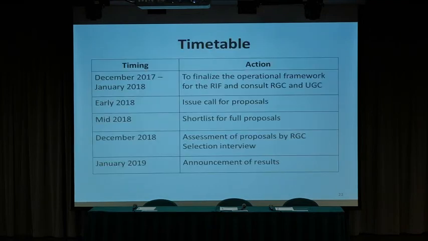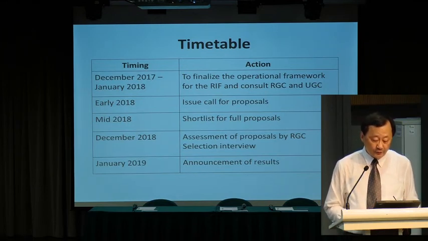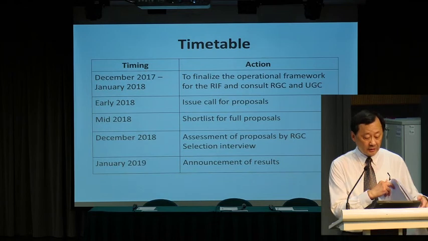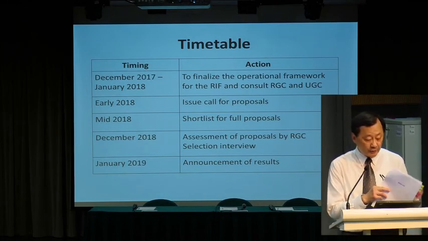So finally, the timeline: in December to January of next year is to finalize the operational framework for the Research Impact Fund and consult the RGC and the UGC. So in the December meeting of the RGC, we would look at the guidelines and then get final approval from the UGC in January.